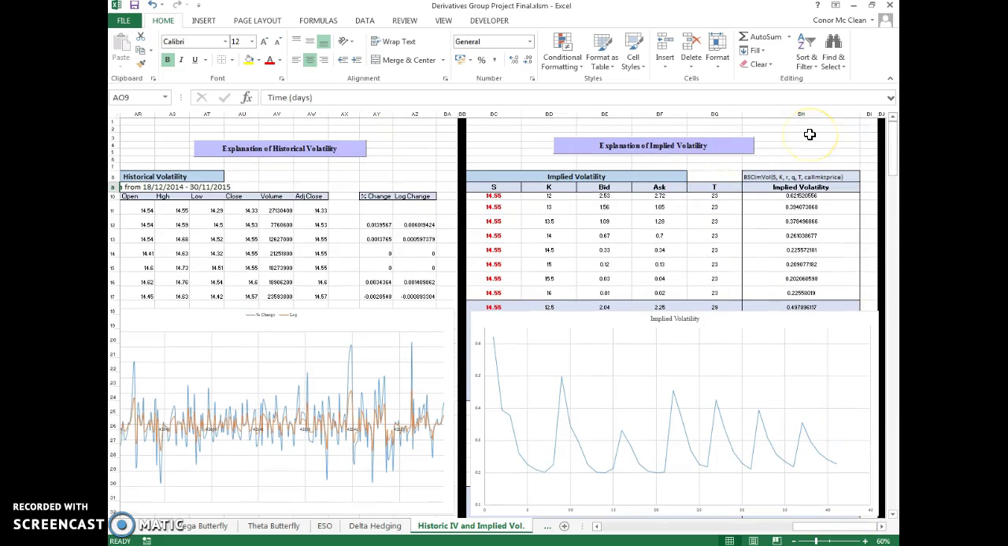Also, for the implied volatility, we used the Black-Scholes function for implied volatility, and we inputted the stock, the exercise, the rate, the dividend yield, and the time and call market price into this to get our implied volatility. And this is also seen on the graph here with an explanation here.